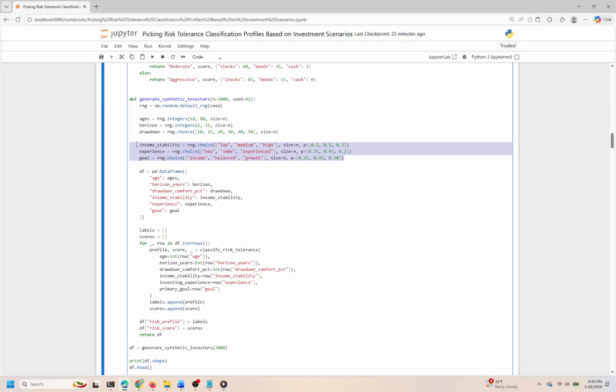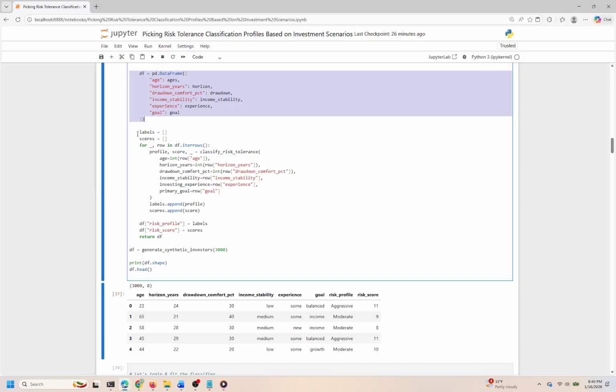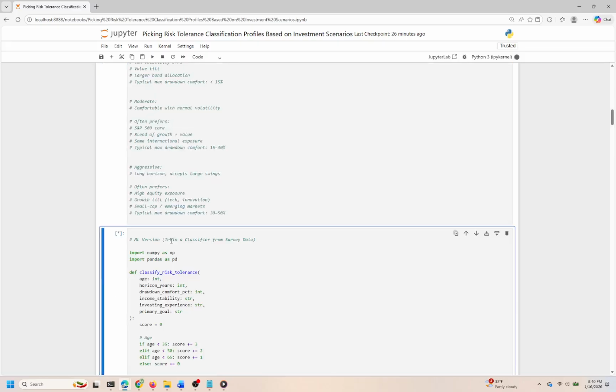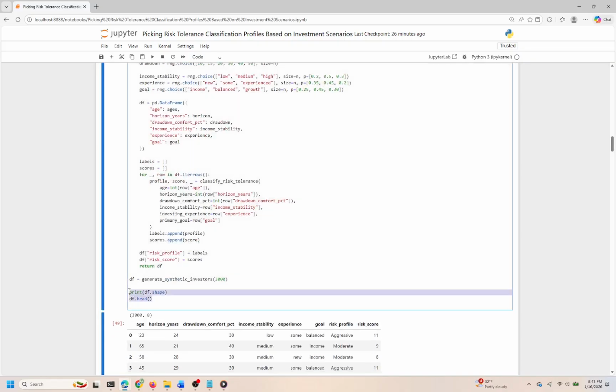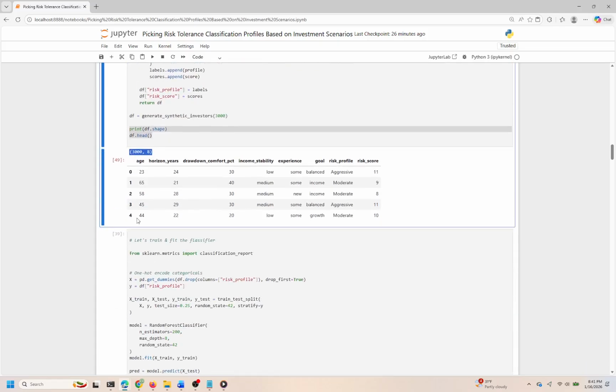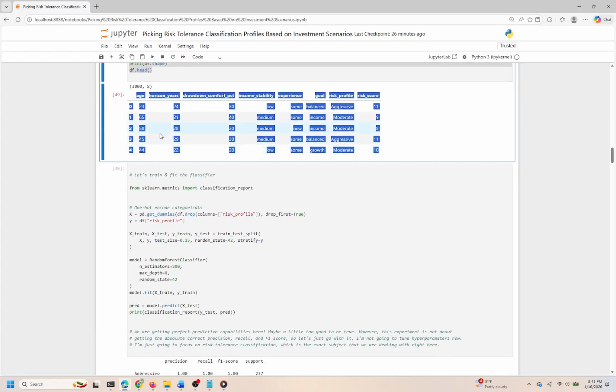investor scenarios. After constructing the data frame with all these attributes, the function iteratively applies the risk tolerance classifier to each simulated investor. The resulting risk profiles and scores are appended to the data frame, giving us a comprehensive view of our synthetic investors. Finally, by executing this function to generate 3,000 synthetic investors, we obtain a dataset ready for exploration. This structured data will prove essential as we transition to subsequent analyses and model building tasks in the next cell, where we can apply machine learning algorithms to further refine our insights into the investment risk landscape.